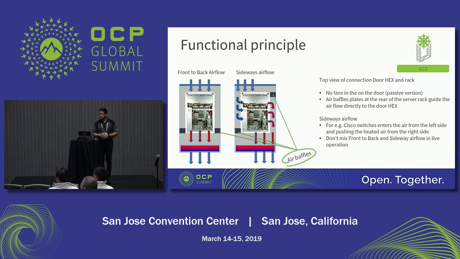Here we have a top view of the rear door heat exchanger. It has two working principles. The classic one is the front-to-back airflow, and the second one is the sideways airflow. It depends on what kind of switches or servers you have inside of the rack. For example, some Cisco switches suck the air from the left and put it out on the right. Therefore, very important, you need some air baffles, so they manage the airflow.